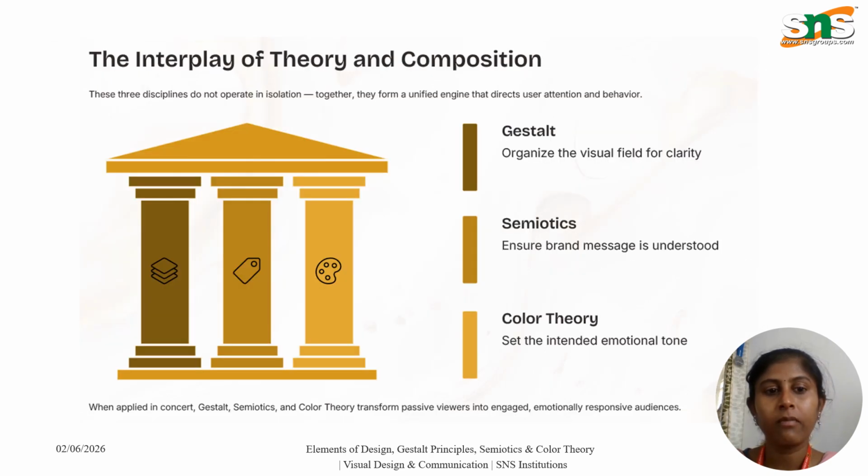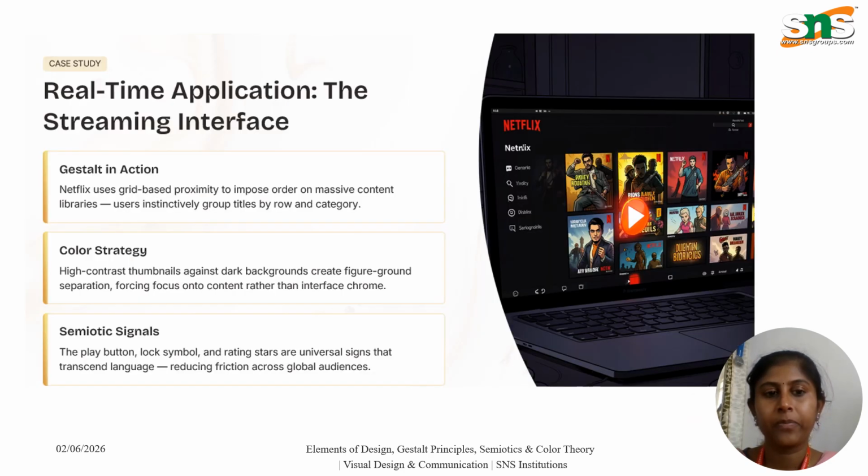This slide shows how all these concepts work together. Gestalt principles organize the visual field and improve clarity. Semiotics ensures that the intended message is understood correctly. Color theory adds emotional value and strengthens communication. When these concepts are combined, they produce designs that are visually appealing, meaningful, and easy to understand.